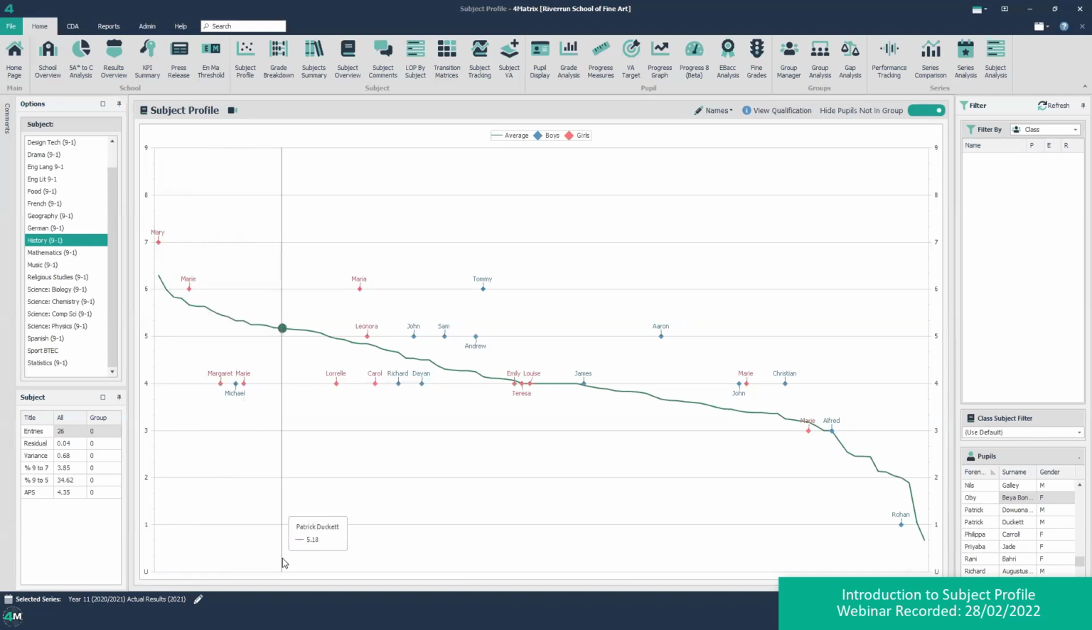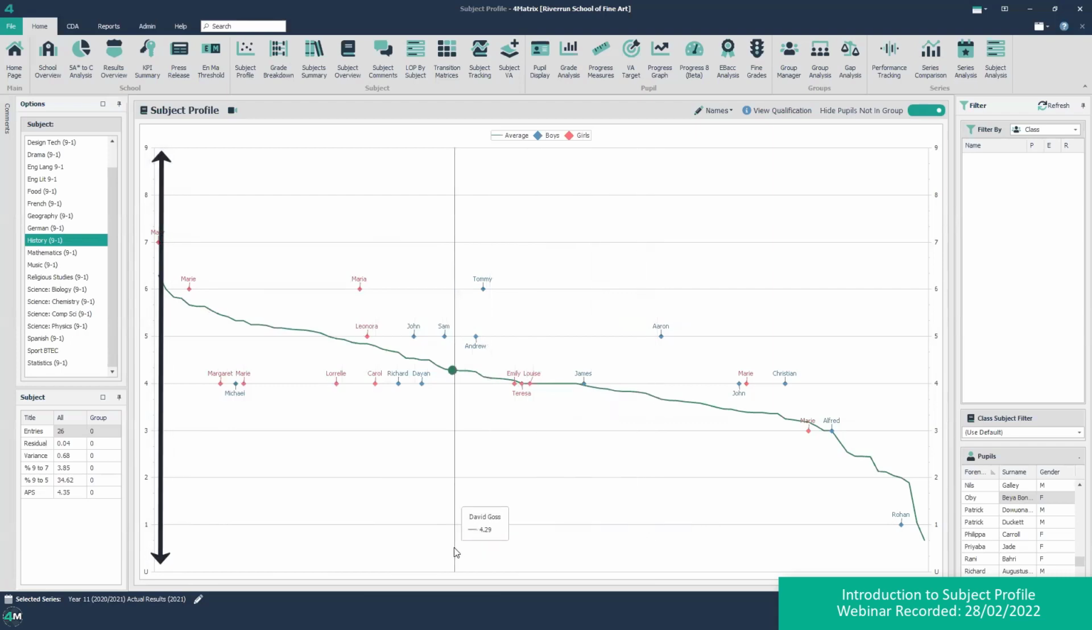So you'll notice if I start to move the cursor, it changes what pupils are displayed on that line. If they've got a grade in the particular subject, it will show that. Otherwise, it just shows their average grade.